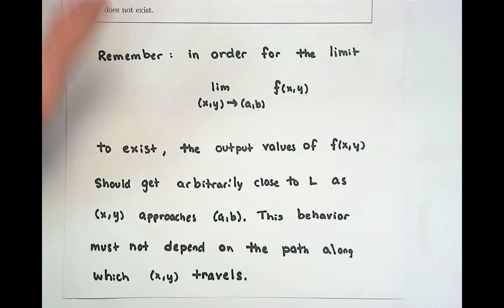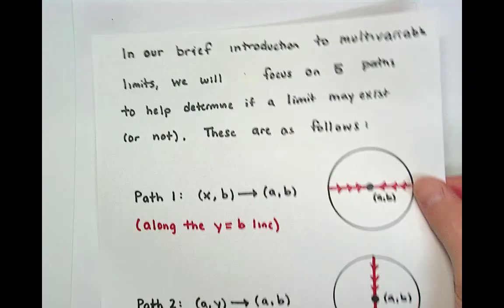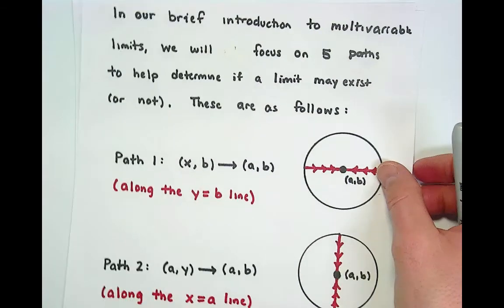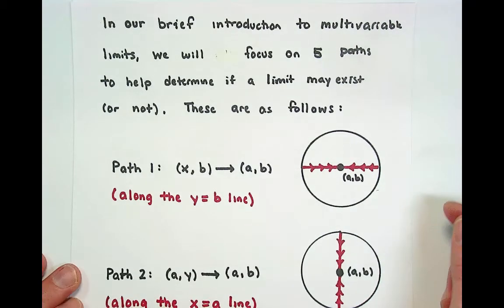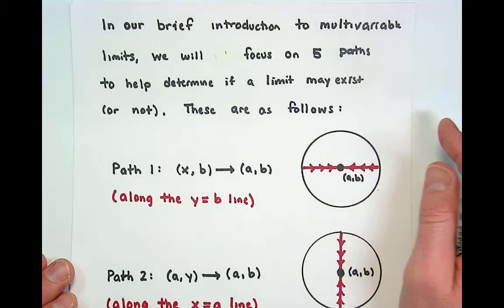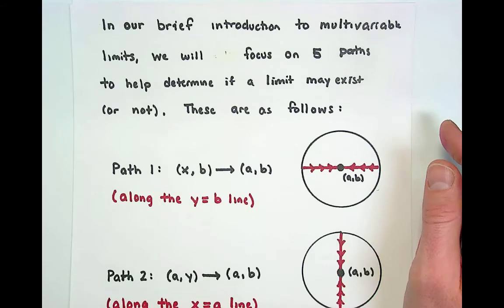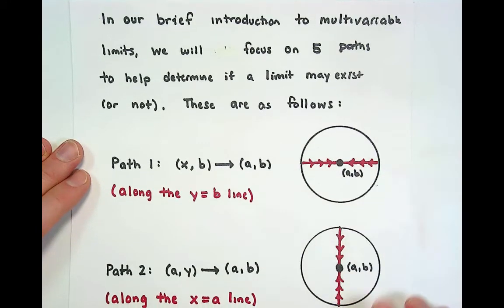In this M1C class, we're not going to spend a ton of time with limits, but we will have a brief introduction so that as we do partial derivatives, you will feel at least somewhat comfortable with the techniques that we're using to find the derivatives using the limit. So in this brief introduction, we will focus on 5 different paths to help determine if a limit may or may not exist. The paths that we will focus on are as follows.